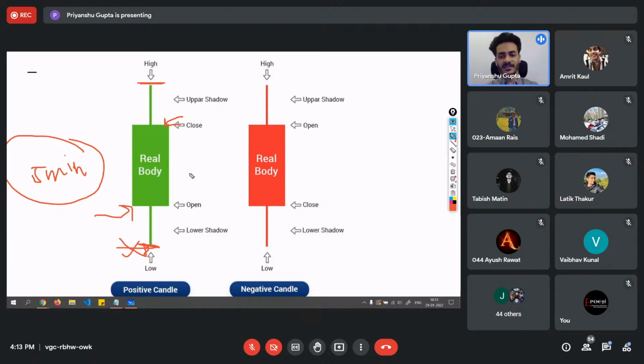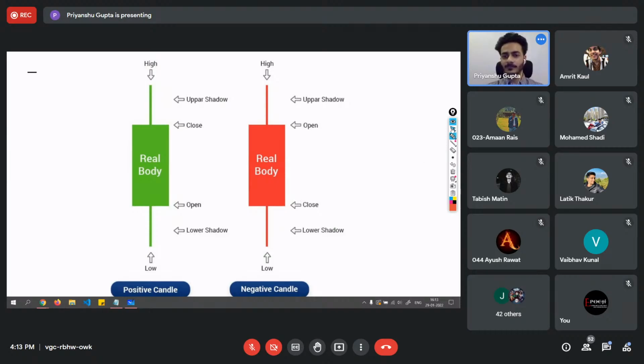Now let's understand what a negative candlestick is. Initially, the price of that crypto coin was this, and in those 5 minutes, the price went down to here also, and the high reached up to here also. But after 5 minutes, the price was this. Okay, so this is a basic understanding of a candlestick.